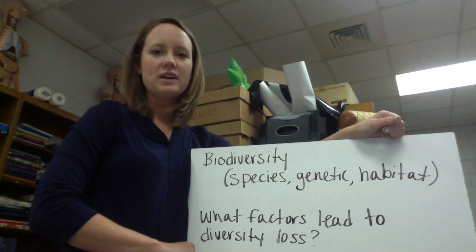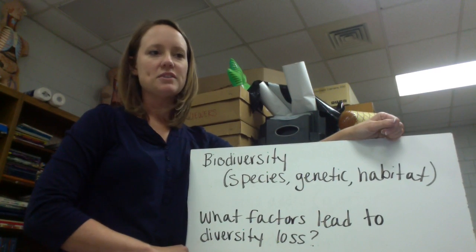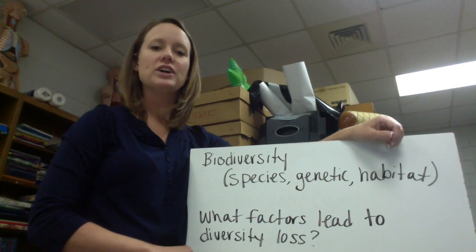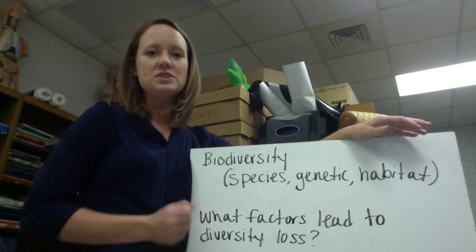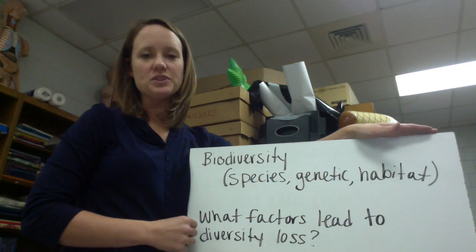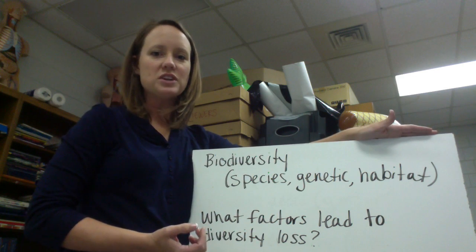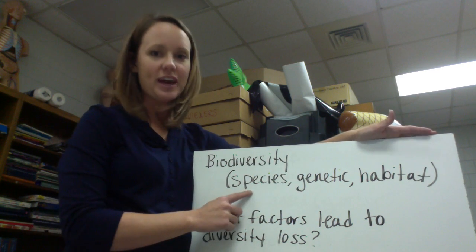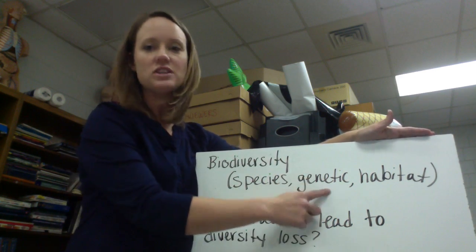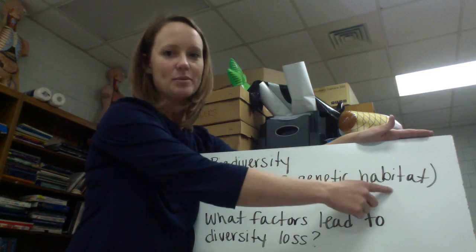Biodiversity is the range and number of organisms that are found in a single place. We're going to look at how many different types of species there are and how many individuals of each species. We can explore biodiversity at 3 different levels. We can look at species diversity, genetic diversity, and habitat diversity.